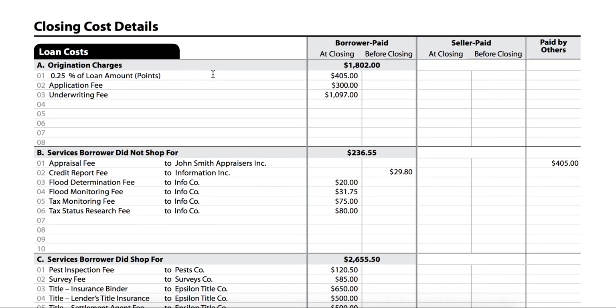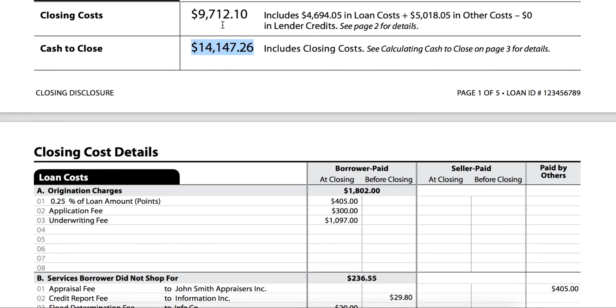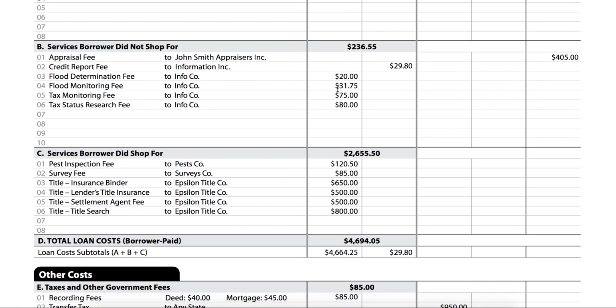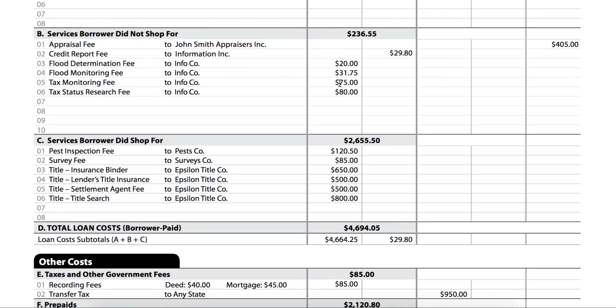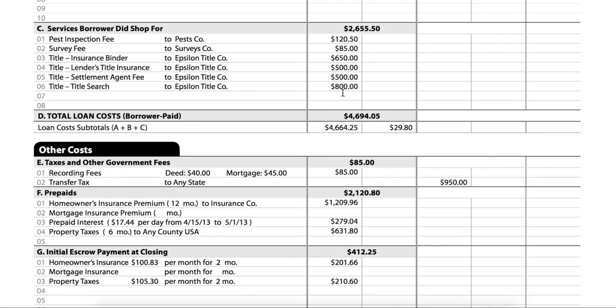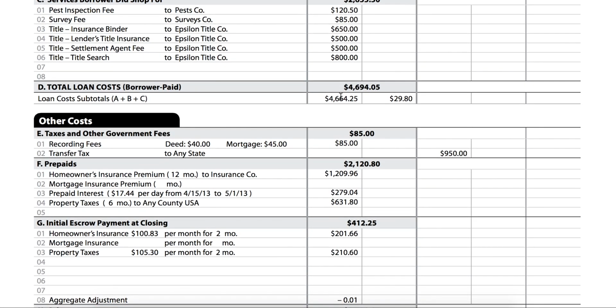On the next page, it goes into the details of how this total closing cost figure was derived. And they go through loan costs, any points, application fee, underwriting fee. This gets into appraisal fees, tax service fees, any other lender fees. Then it gets into services borrower did shop for. These are your title fees, survey, all those sorts of things. And then you get a subtotal.